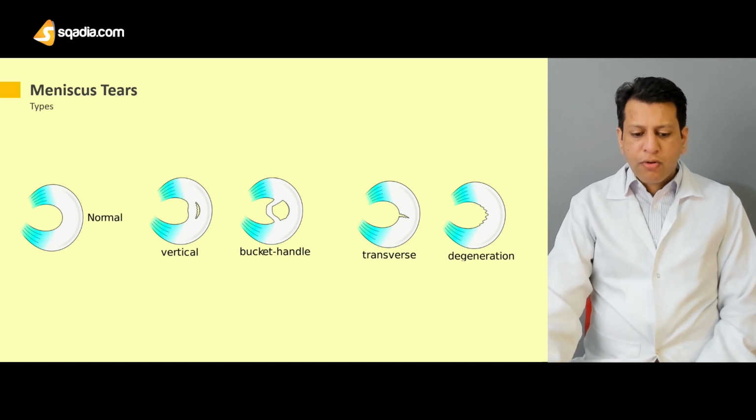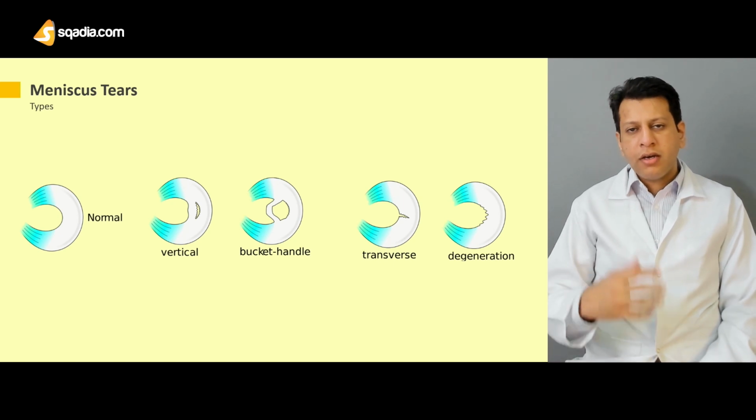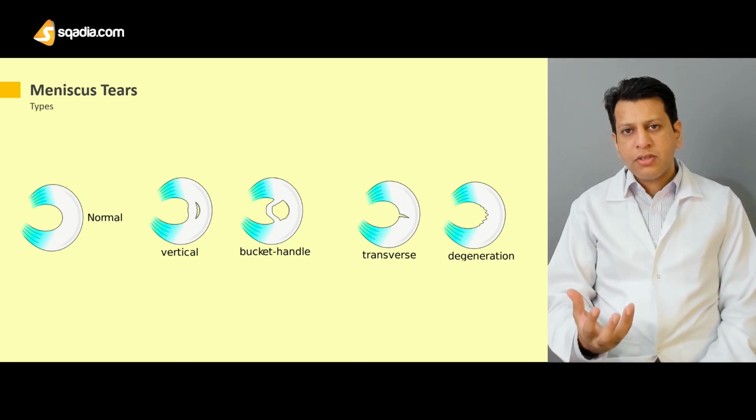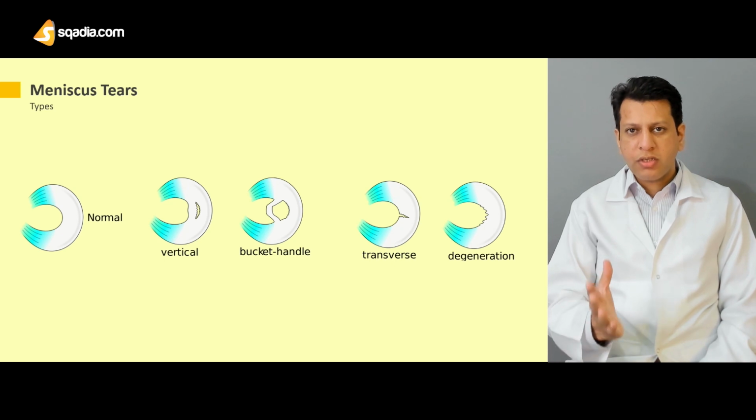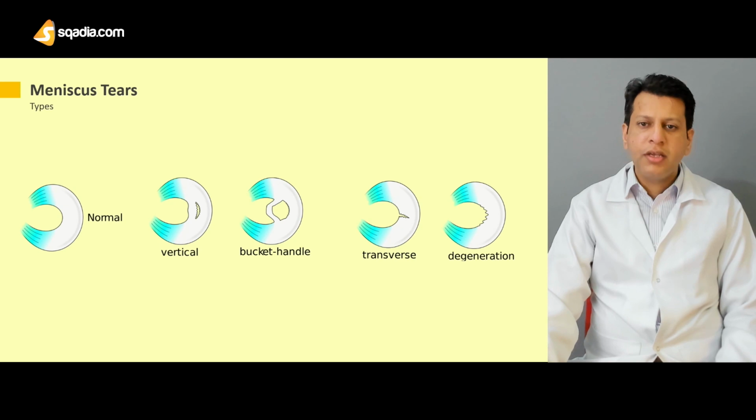Now what is important over here is that once we have classified the injury, usually this is one way of doing it. What is important to remember is how the blood supply actually affects the healing.